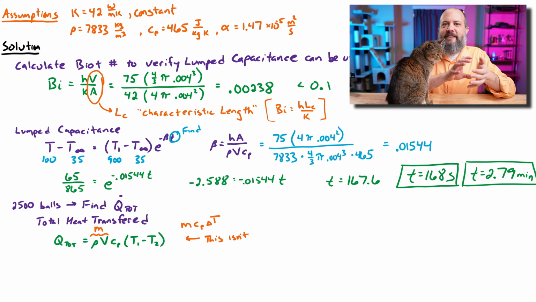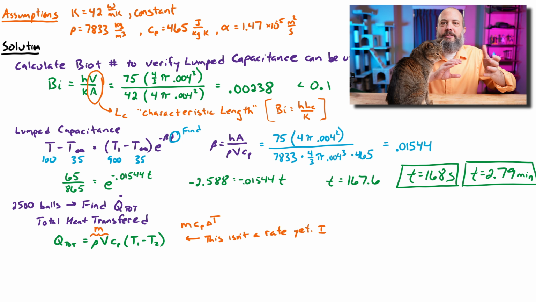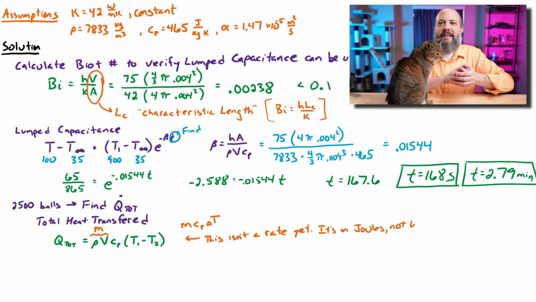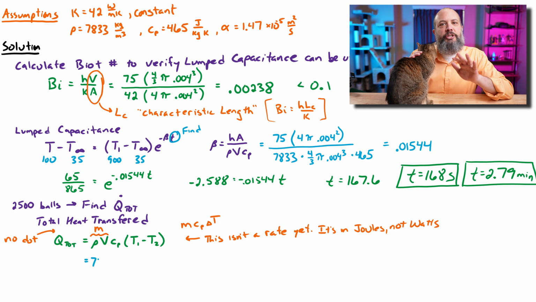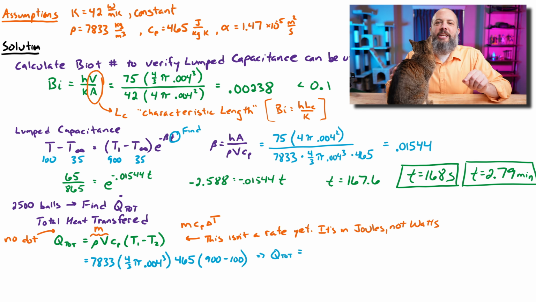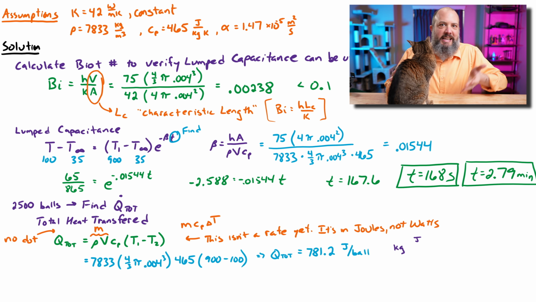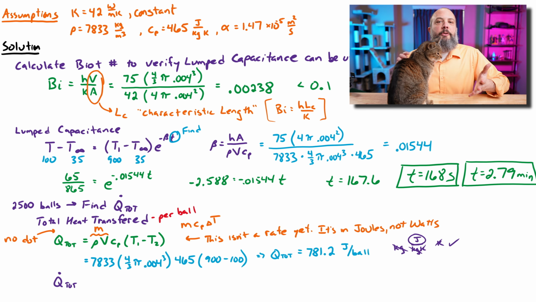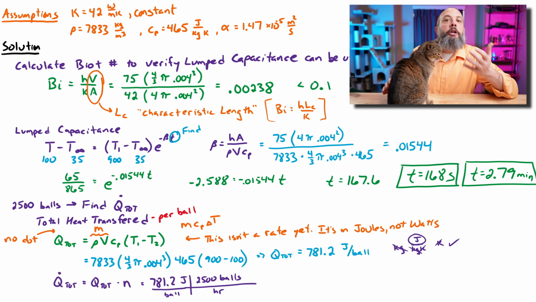So for each individual sphere, the amount of heat that it emits is its mass times Cp times its change in temperature. That's how much heat it's losing. And that's not in watts, that's just joules. That's just an amount of energy. So we can plug in density, volume, the change in temperature, and we get 781 joules per ball. So each sphere that cools down is going to emit 781 joules into the environment, just into the factory air, into the atmosphere. But we were also given in the problem statement that every hour, this factory anneals 2,500 balls.